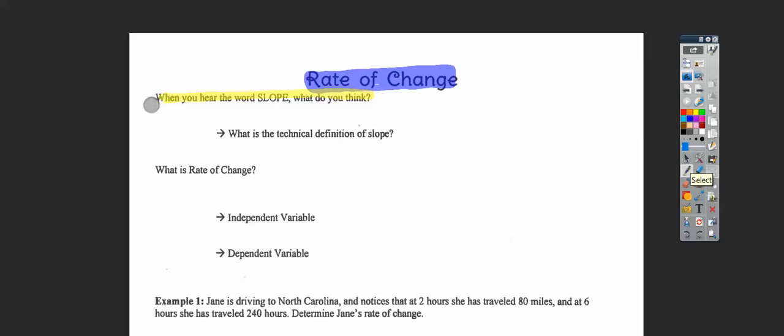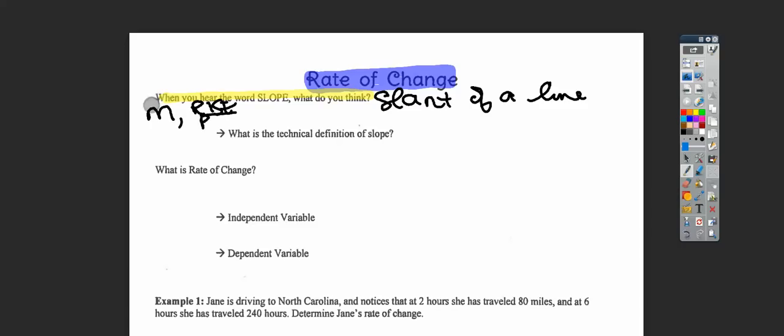So when you hear the word slope, you should first off think that it's the slant of a line. You should hopefully also think of the variable, which is m. Hopefully you should also think of rise over run. And last but not least, you should think of the formula, y1 minus y2 over x1 minus x2. If you hear the word slope, you should always think of four things.